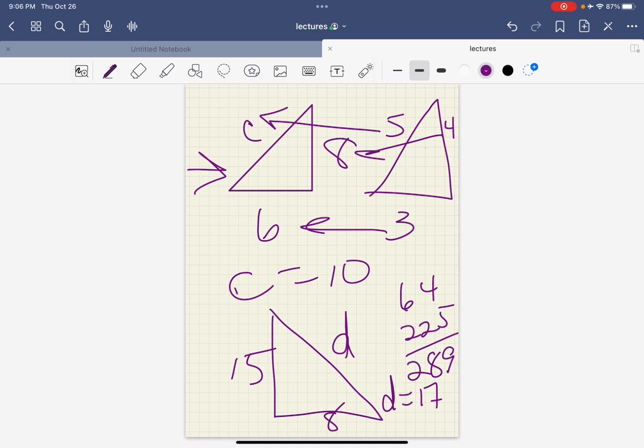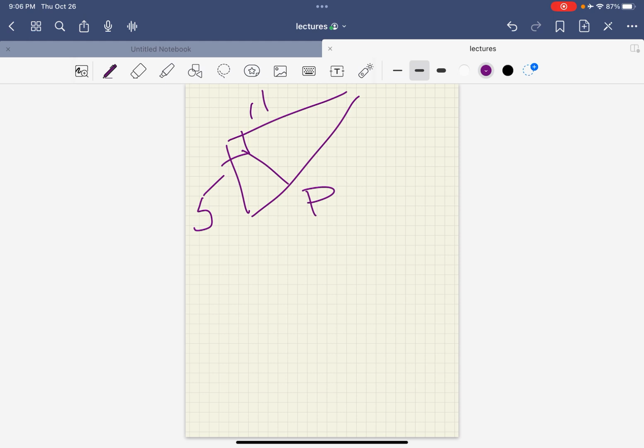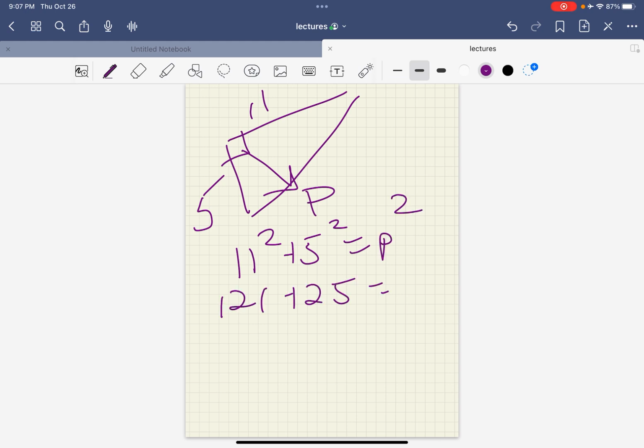Okay, next. Number 14 is a Pythagorean theorem. Oh gosh, where are we? So the right angle is here, and that's 5, 11, and P. So remember, that's got to be C in the Pythagorean theorem. So 11 squared plus 5 squared equals P squared. 121 plus 25 equals P squared. So P is going to be the square root of that.